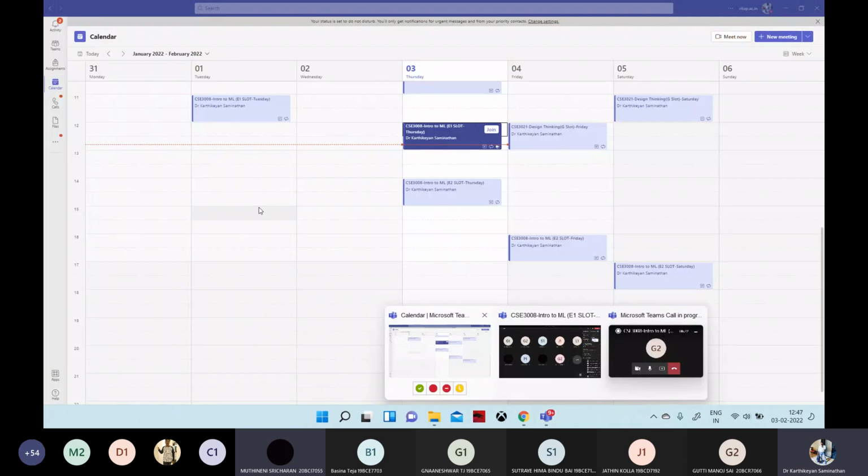So the first unit is going lengthy. Still you have ensemble algorithms and random forest. So let's see, we'll go one by one. Okay.